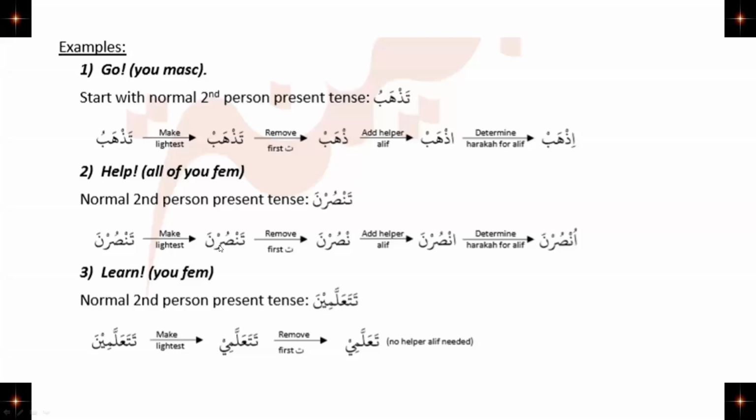If there are many, you don't touch them, right? Remove the ta. The ta will be allowed to go off. So it becomes surna, surna. And then add a helper alif because you can't pronounce surna. In Arabic, you don't start with a sukun. So you don't know if you should say unsurna or insurna. But then you go back to your ruling.